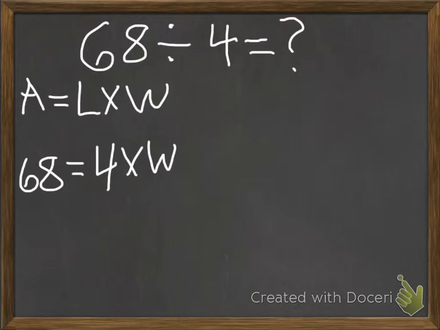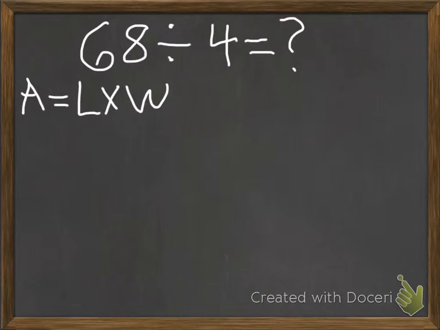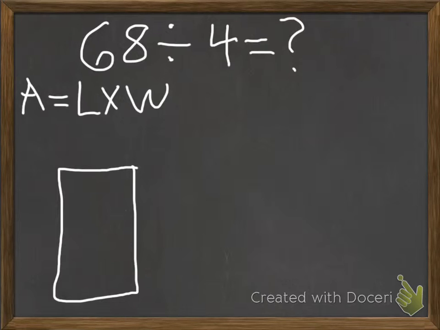So we're going to discover that, because most of us don't know this in our head. A few may. So let's take a look and see how we can solve this like we're solving the area of a rectangle. So first of all, I know my length is 4 and my area is 68. So what I need to do is figure out what my width is going to be here.